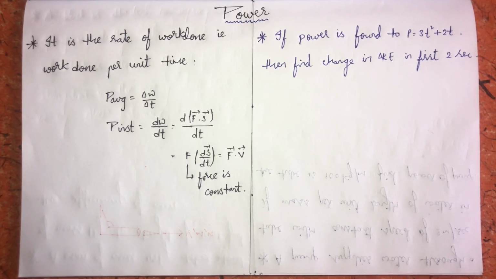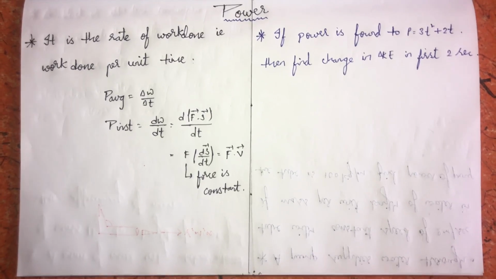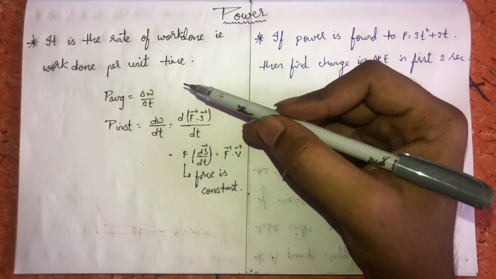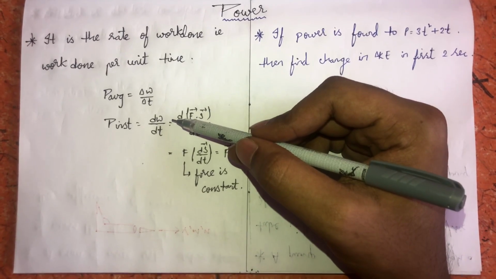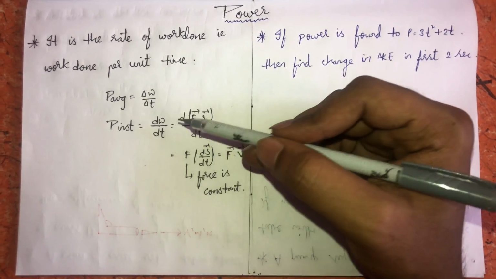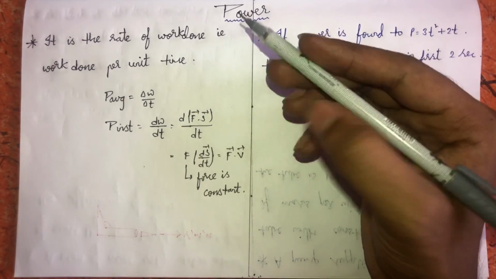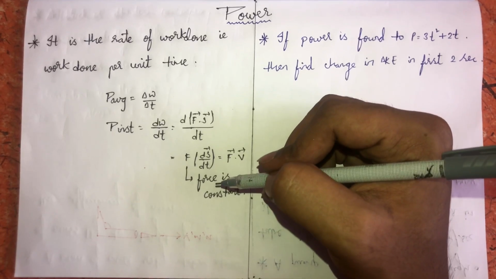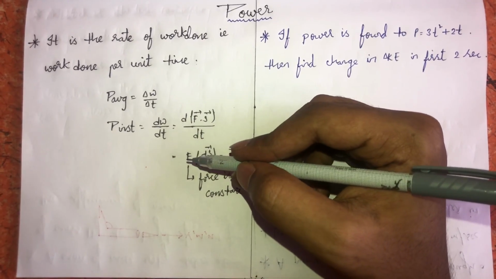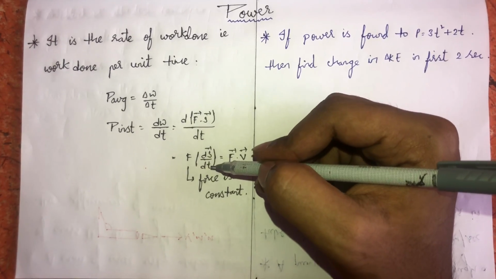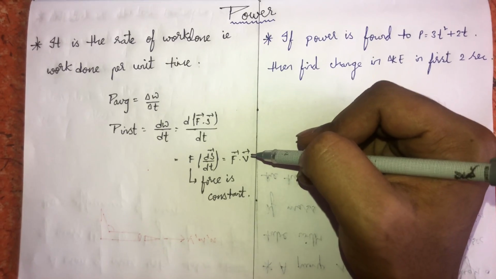First, what is meant by power? Power is nothing but the rate of work done, that is work done per unit time, where P average is equal to delta W by delta T and P instantaneous is equal to dW by dt. That is nothing but work done equal to F dot ds, as we already learned. So if the force is kept constant, then F is taken outside, and P instantaneous will be equal to F into ds by dt, where ds by dt is displacement by time, that is velocity.